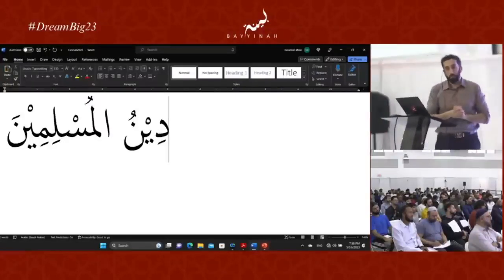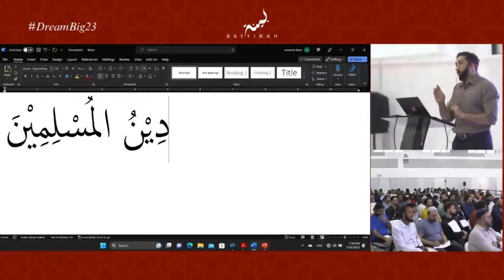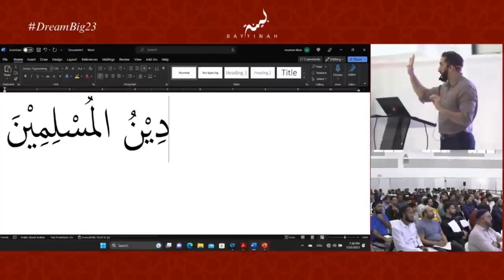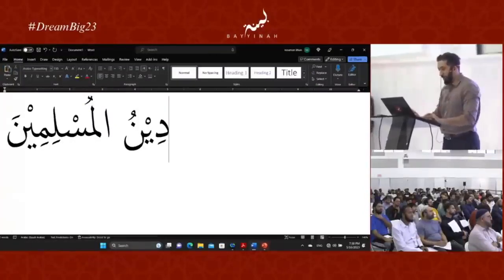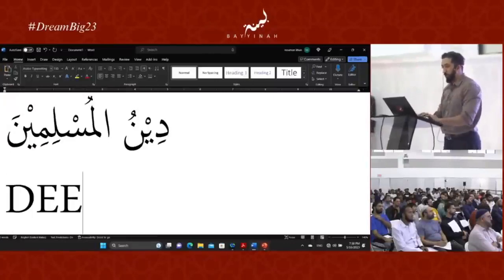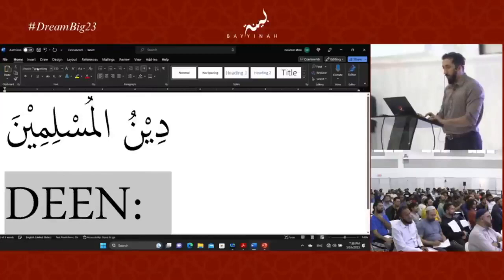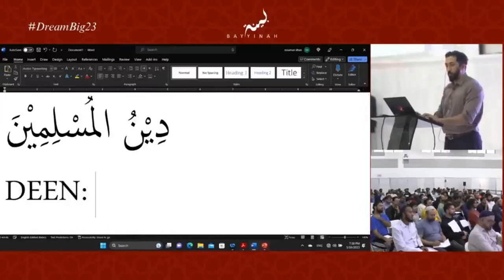Okay. Now, I want 4 properties. This is now the work. I want 4 properties of the word deen. I'm going to write it in English so it's easier to type. Because an ism should have how many? 4 properties. What are they?